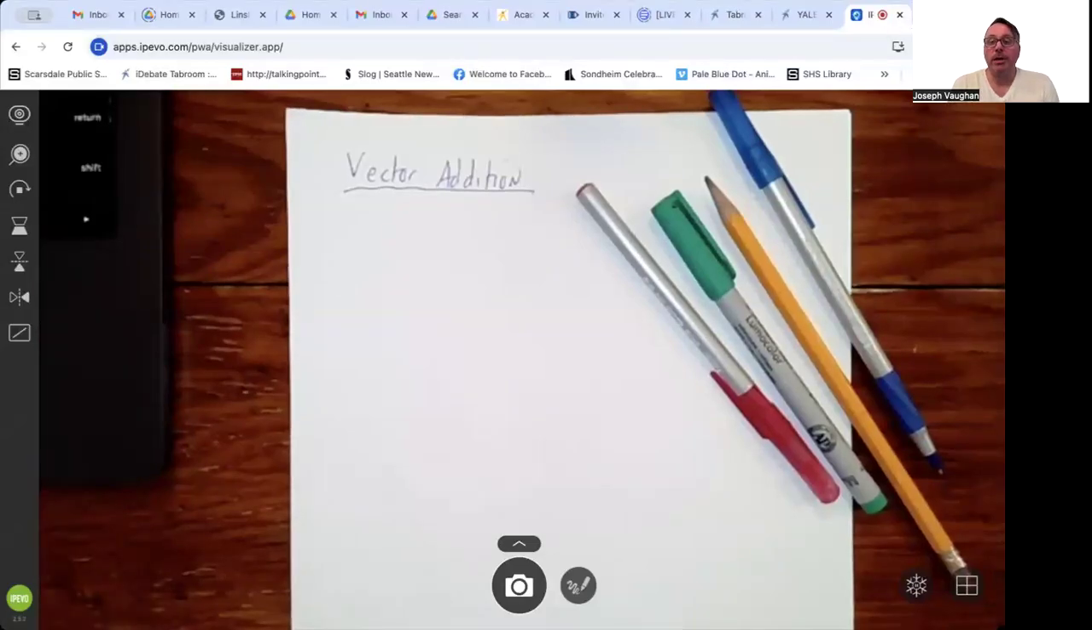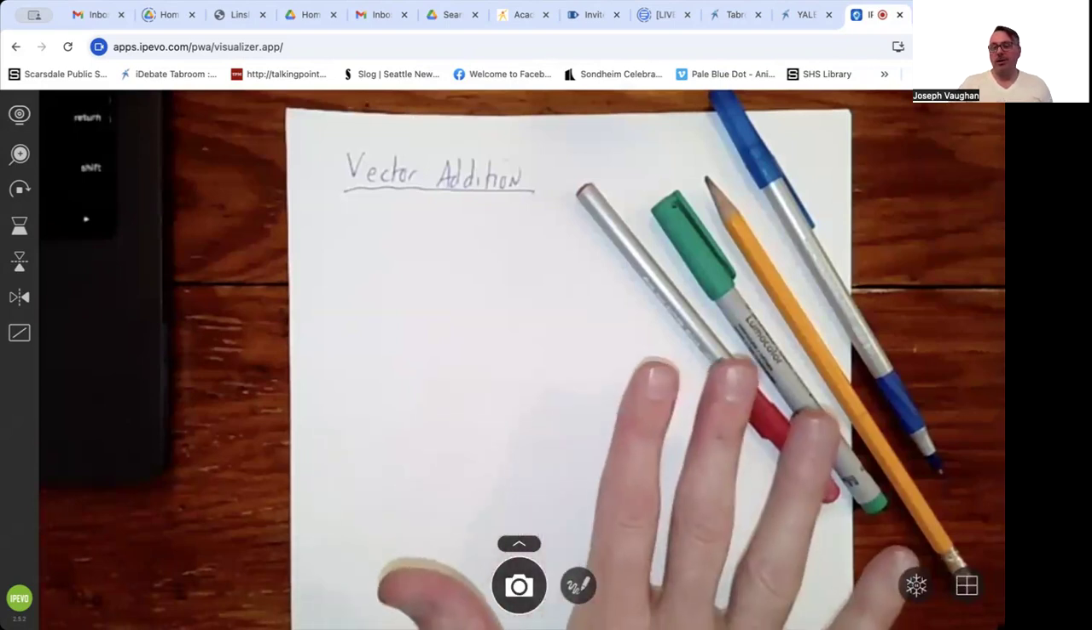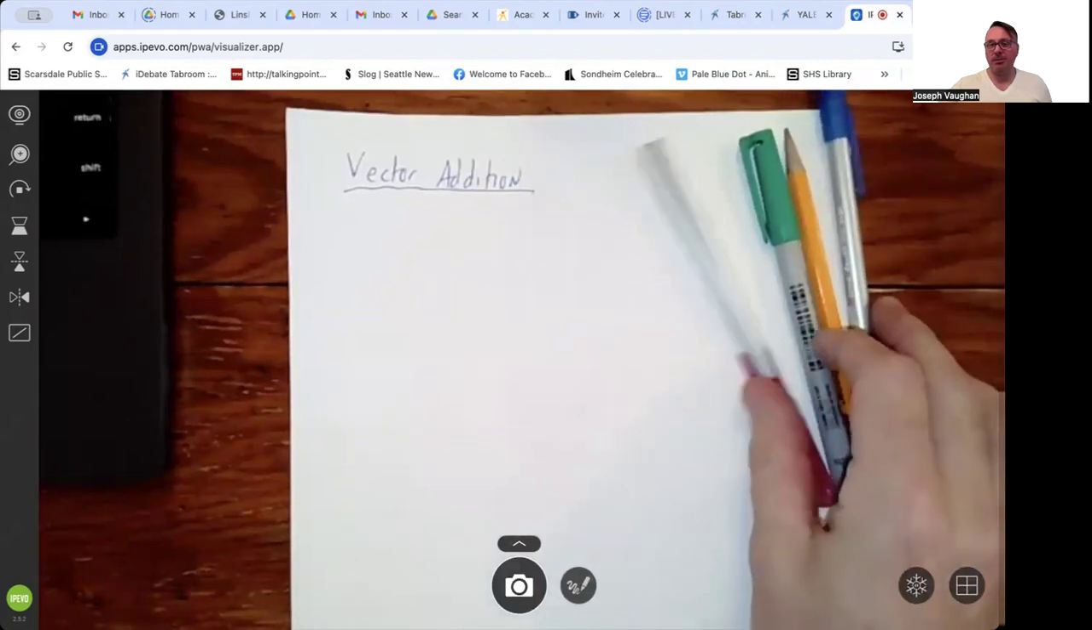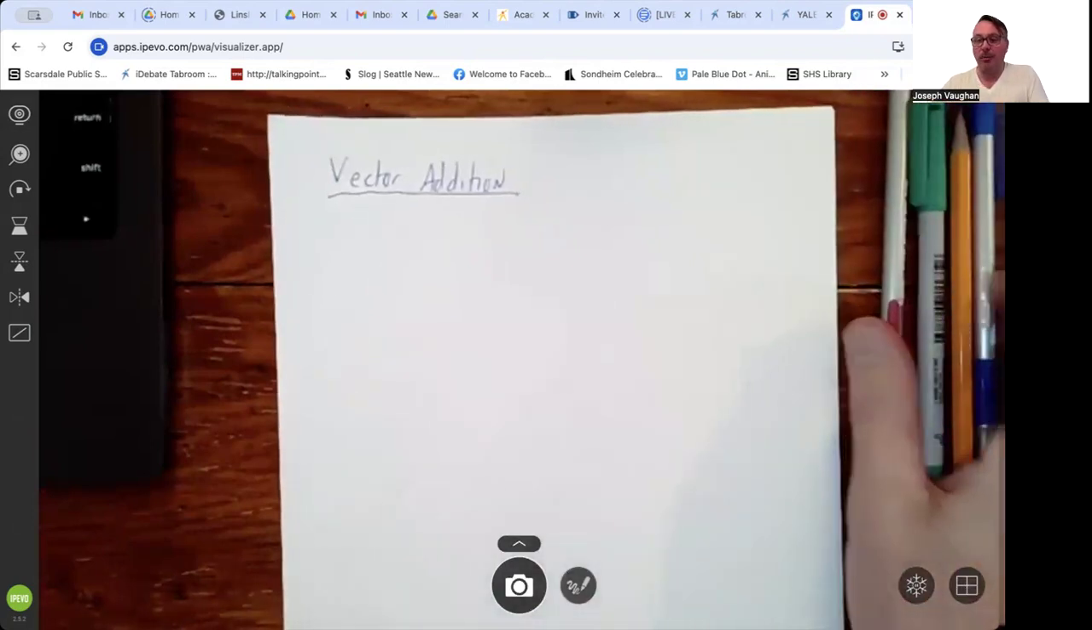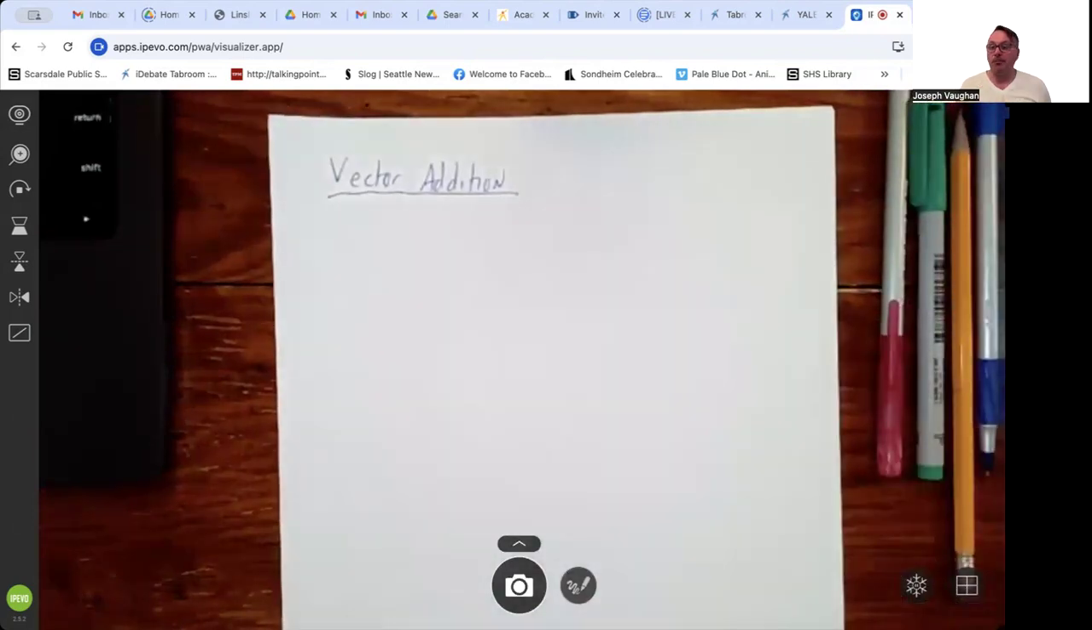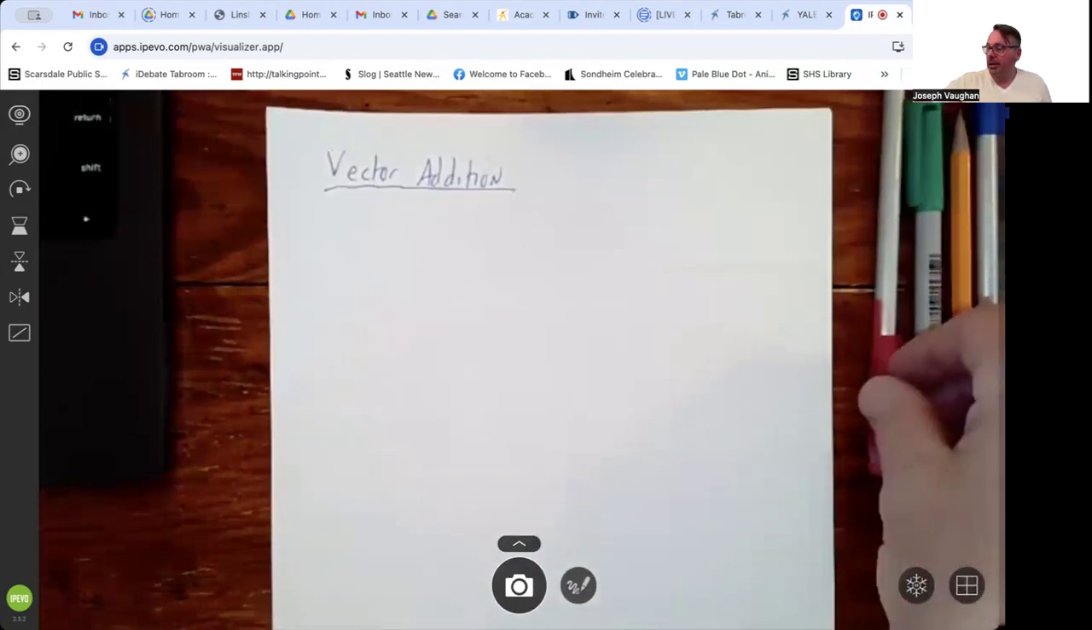So today we're going to talk about vector addition. You'll note here, I have all my different colored pens. I'm just putting them out there because I will be doing some color coding. So if you're the type of person that wants to follow along with that, you might want to grab a couple of different colors.